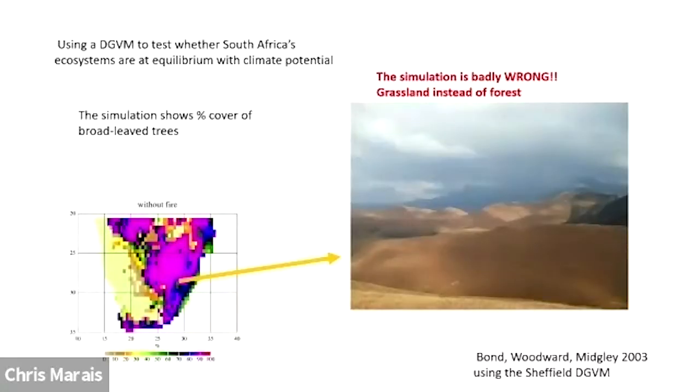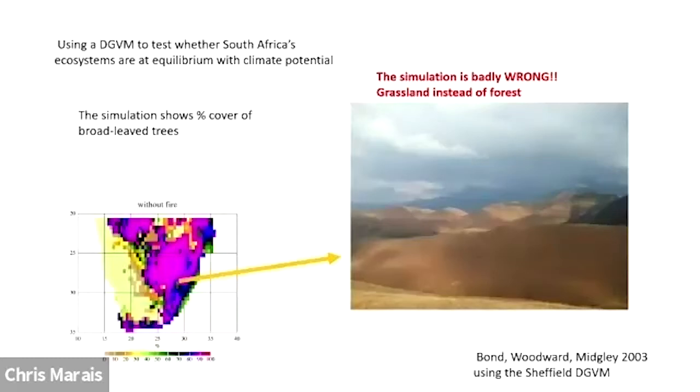But look at that arrow. It shows a specific point in South Africa where we predicted 80 to 90% tree cover. On the right, you see what it really looks like. Whoops! Hey now. That is supposed to be dense, tall forest. It's not. It's not. It's grassland.